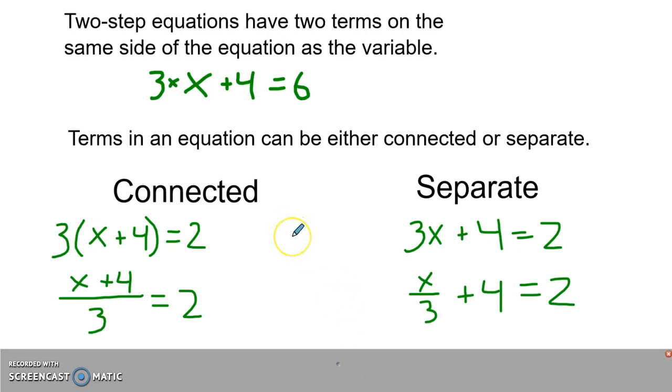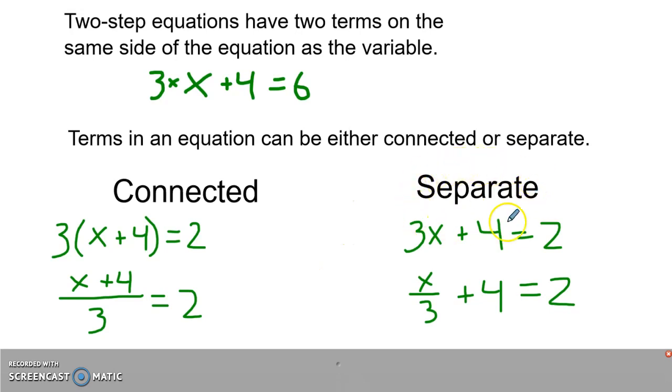Now, these two terms can be either connected or separate. If they're connected, that means that the multiplication or division is acting on both the variable and the number that is being added or subtracted. In this case, we have parentheses around the x plus 4, and we're multiplying 3 by both of those. In this case, we have the x plus 4 as the numerator, and we're dividing both of them by 3. So that's connected because we can't just pull the 4 straight out of there.